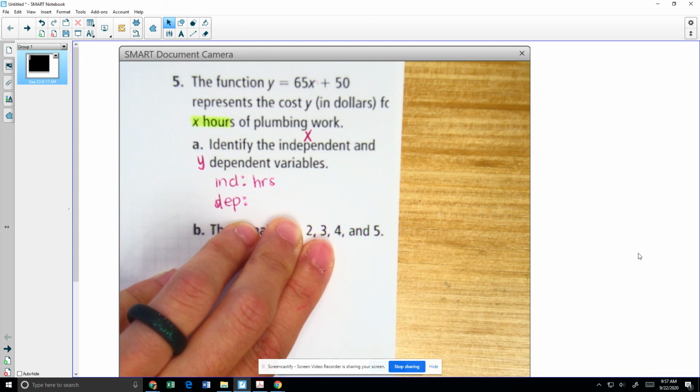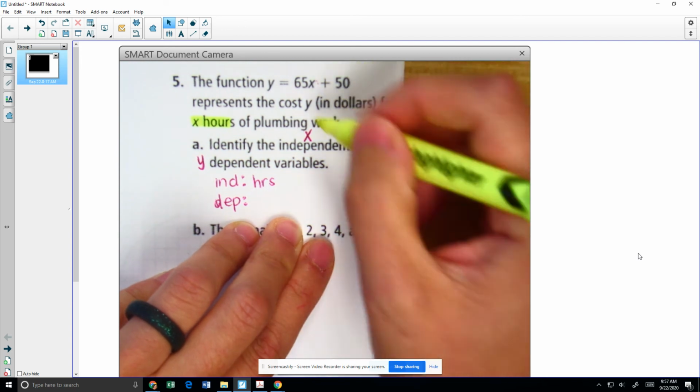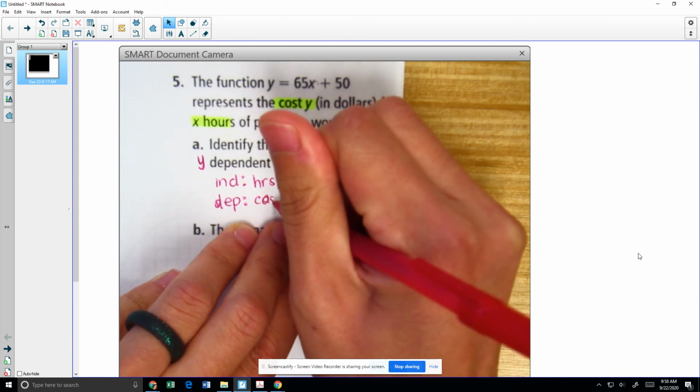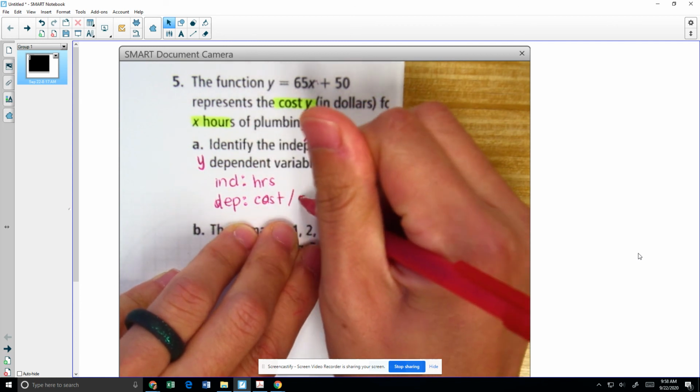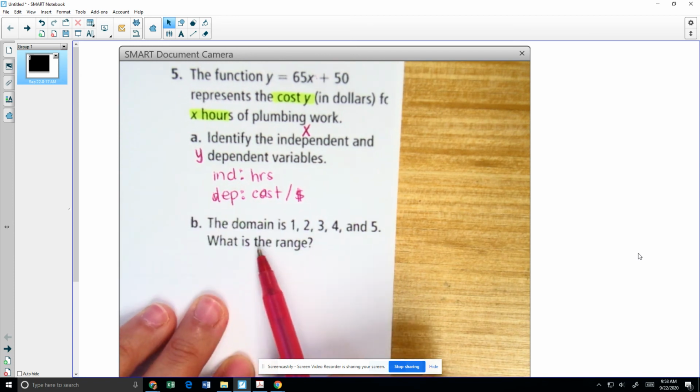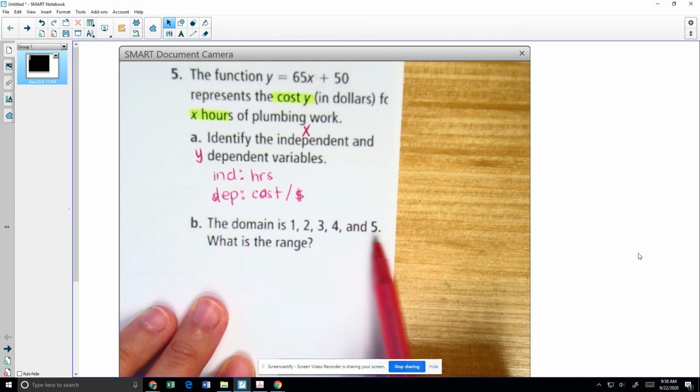Stacy? It says right here, cost Y dollars. Yeah, so you could say the dependent is the cost, or you could say it is the dollars or anything like that. That's fine. Perfect. Okay. Now, the domain is 1, 2, 3, 4, 5.